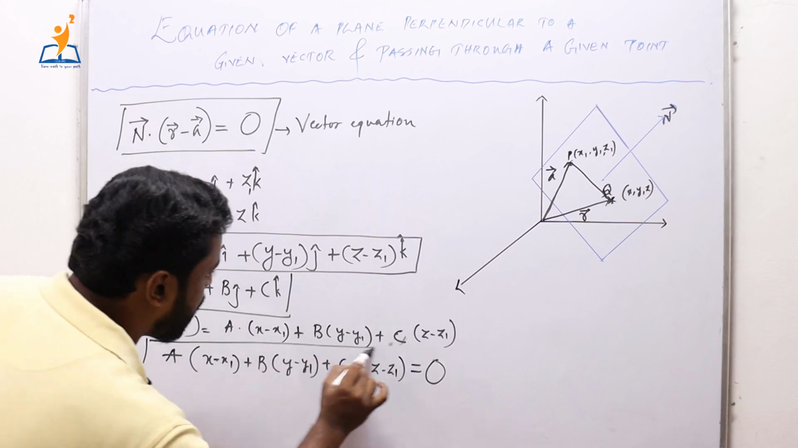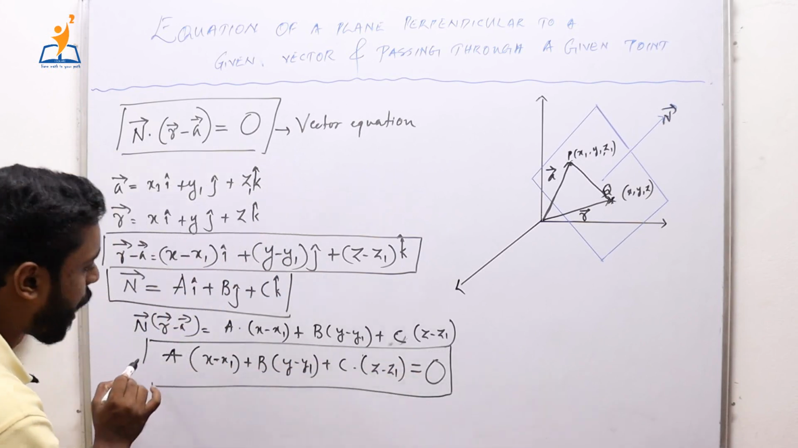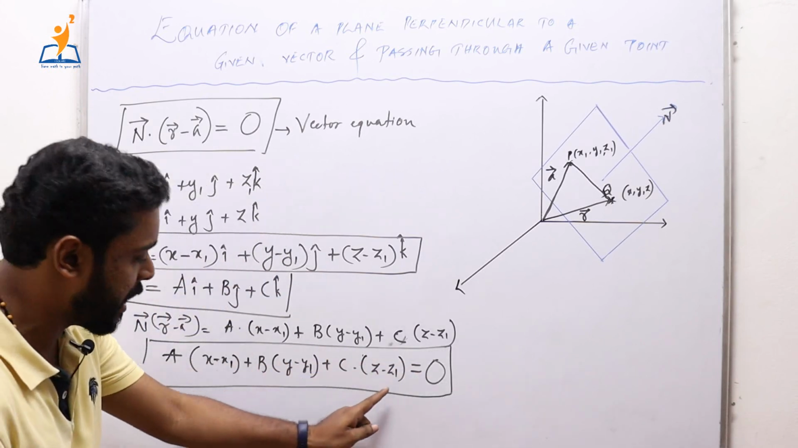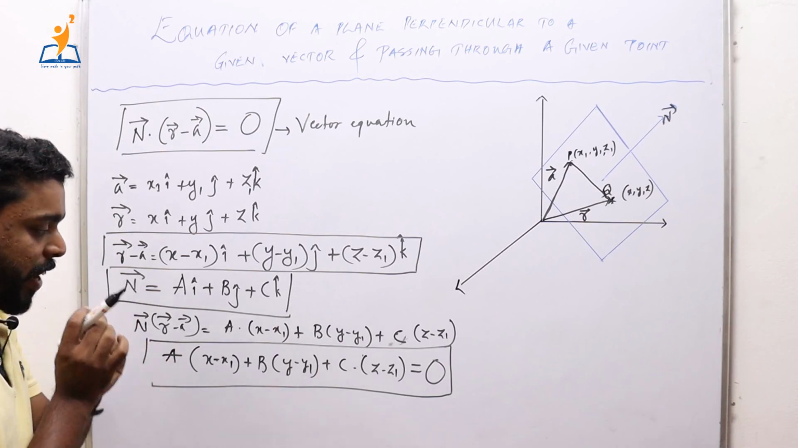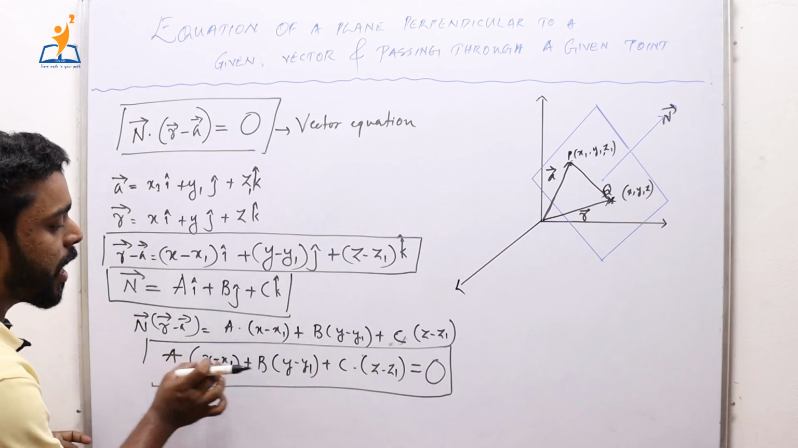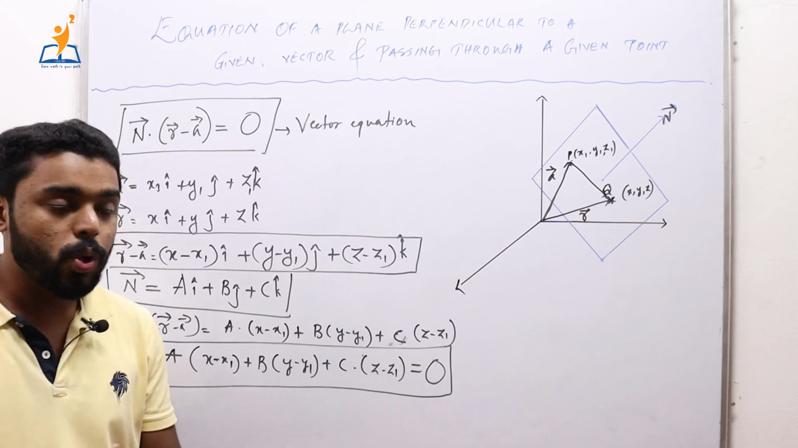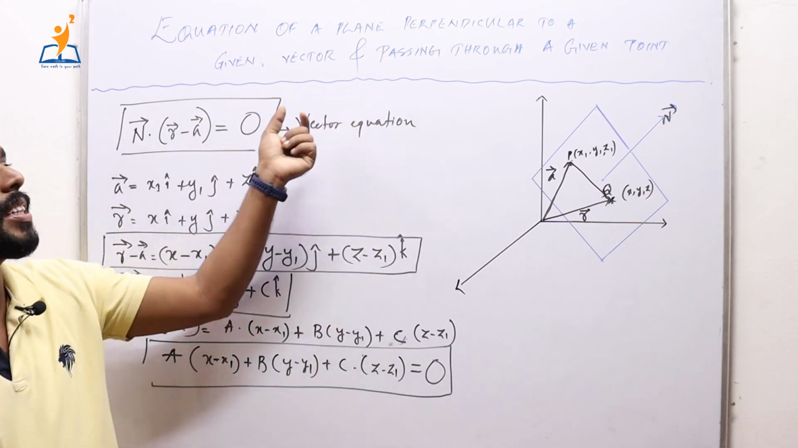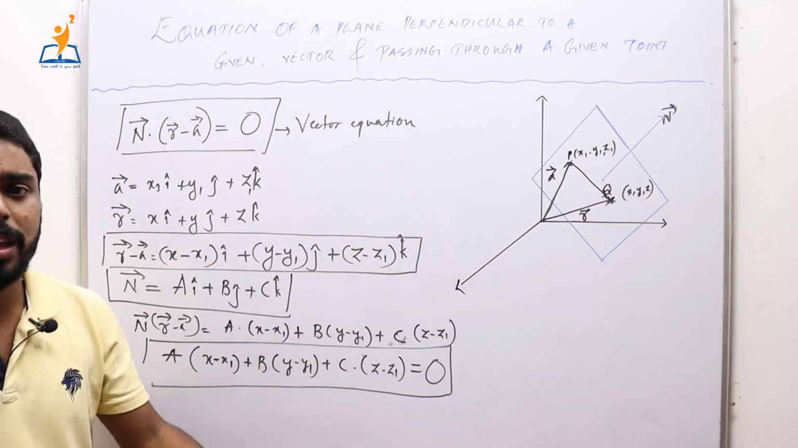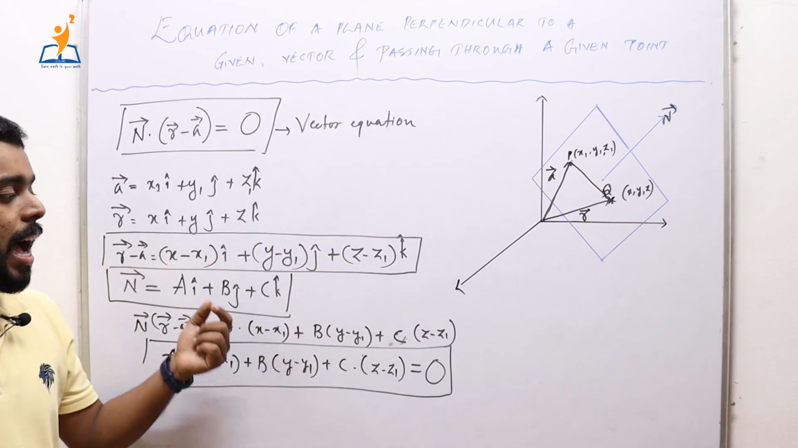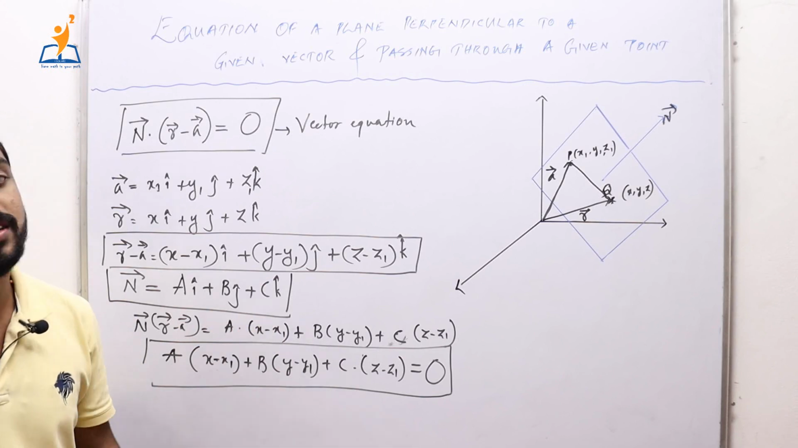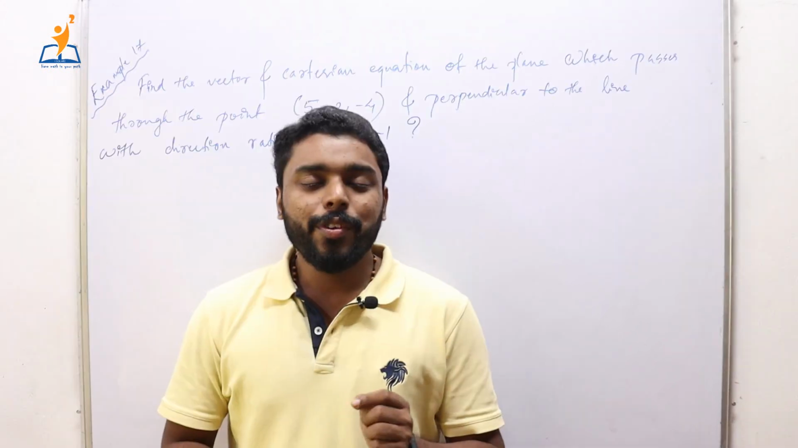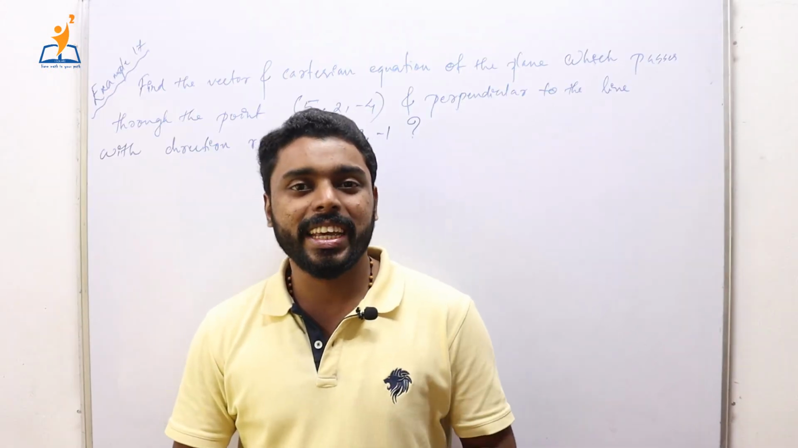This will be the equation of the plane which passes through the point x1, y1, z1 and is perpendicular to the vector whose direction ratios are a, b and c. So this is the equation of the plane which is perpendicular to a given vector and passing through a given point. Very important equation. Remember this, note this down and learn this equation by heart right now. Now we shall do example number 17 of your textbook.